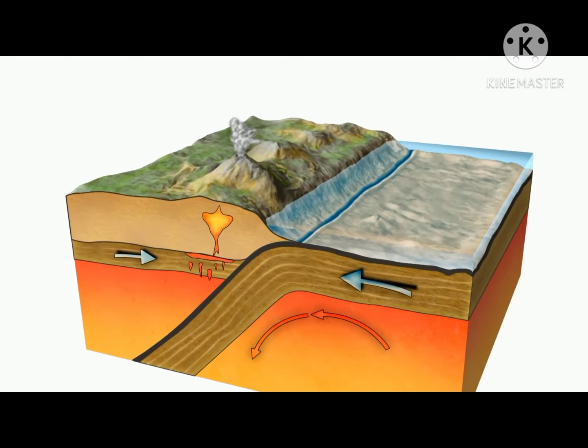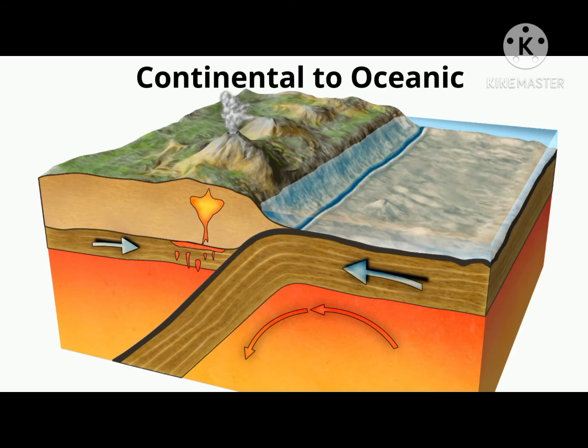Next, we have continental versus oceanic convergent boundary. This happens when continental crust on the left collides with oceanic crust on the right. Now, notice that the oceanic crust is sinking underneath the continental crust. Oceanic crust is more dense than continental crust. It's heavier, and so when the two collide, the heavier oceanic crust sinks underneath the lighter continental crust.